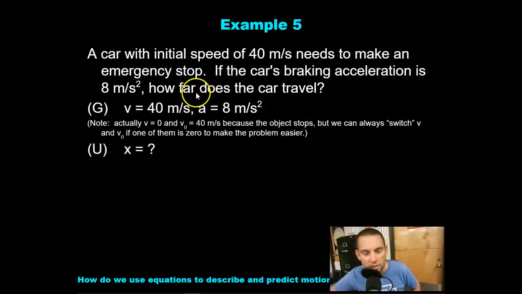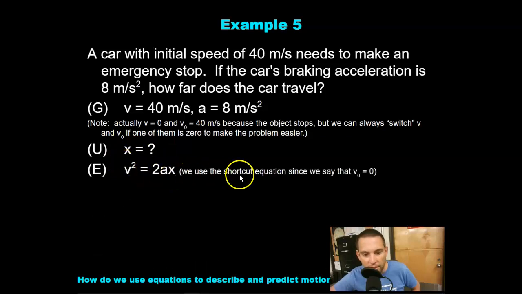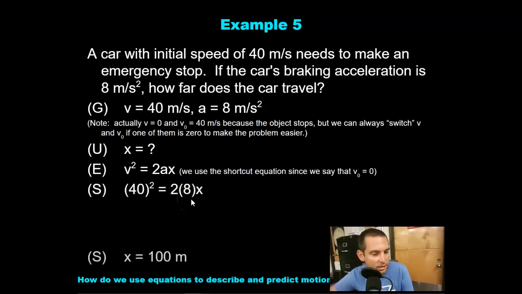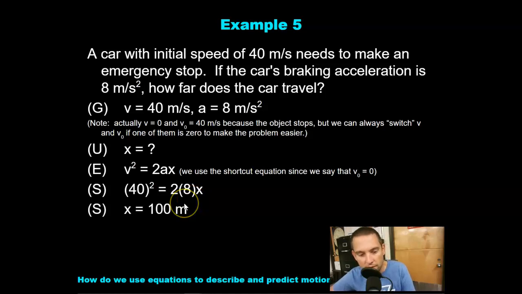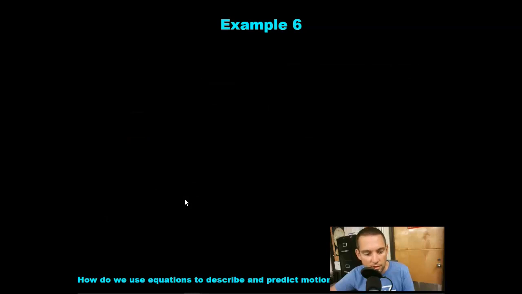So how far does the car travel? So that means x. V squared equals 2ax, or shortcut because we're saying the final velocity is 0, but it's the initial velocity, right? And then substitute, plug in your numbers. 40 squared, 1600 equals 16 times x. Divide out 16 to solve for x, and you get x equals 100 meters. Is that reasonable? 100 meters. 1 meter is about 3 feet. It's 39 inches. So 300 feet, 40 meters per second. Yes, reasonable. On to 6.